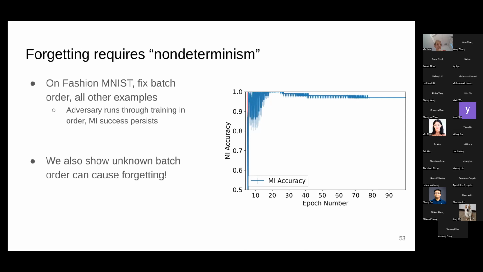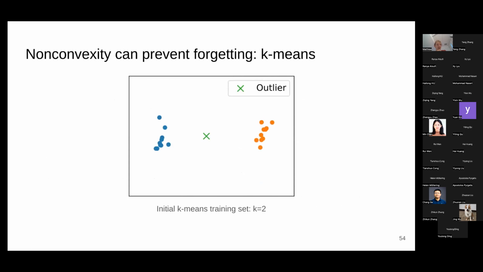Another case where forgetting doesn't happen is when your models are non-convex. This corroborates the convexity requirement from the differential privacy amplification by iteration work. To set this up, we're going to look at k-means, which is probably the simplest non-convex model class that you can wrap your head around.